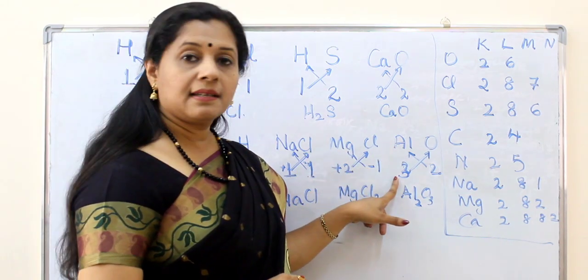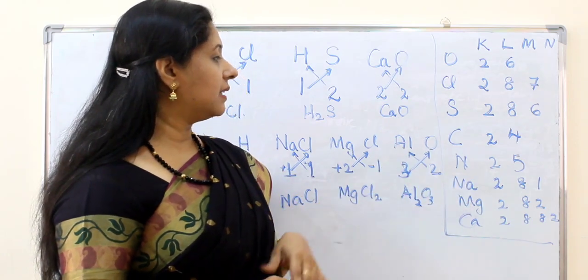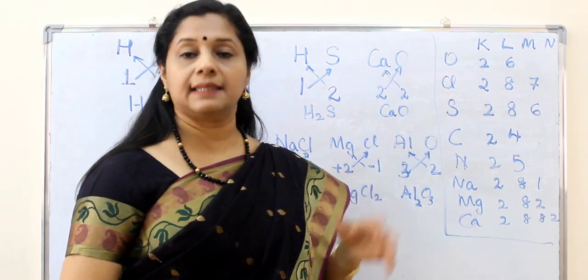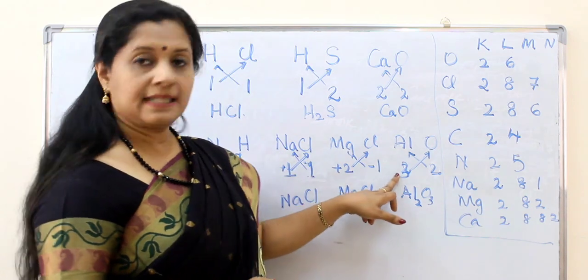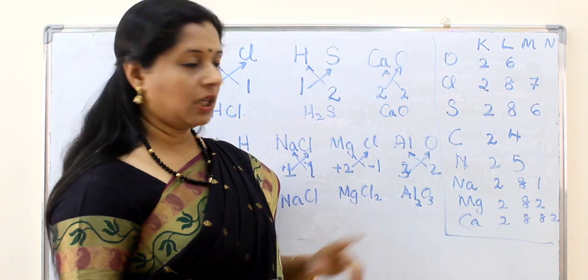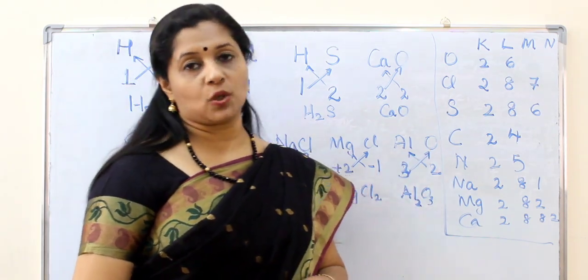So aluminium is 13, I didn't write here. So aluminium is 13, 2, 8, 3. So since it is 3 in the valence electron, it will lose 3. So valency is 3, whereas oxygen is 2. So crisscross Al2O3, so that is the aluminium oxide.